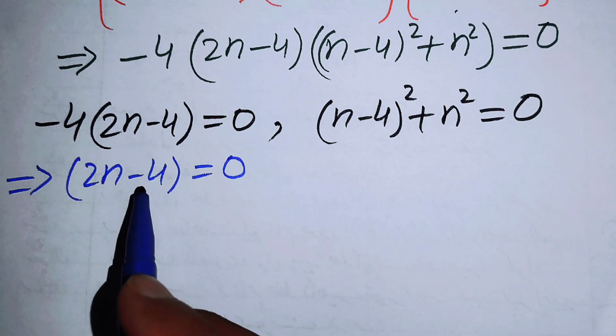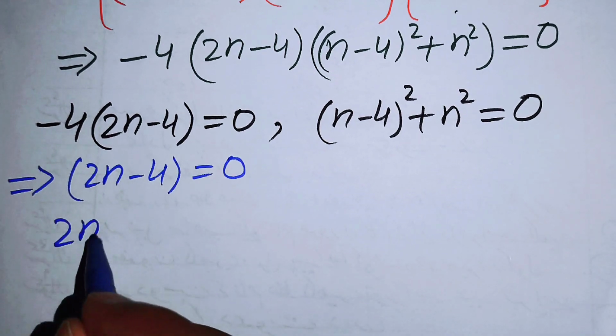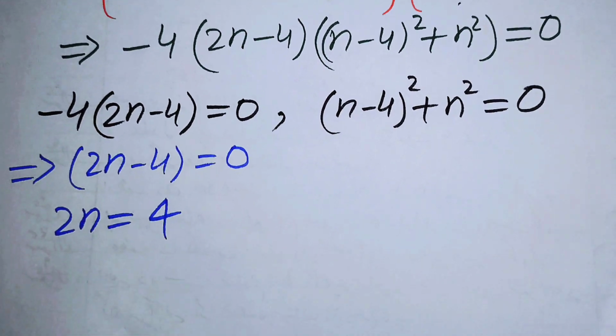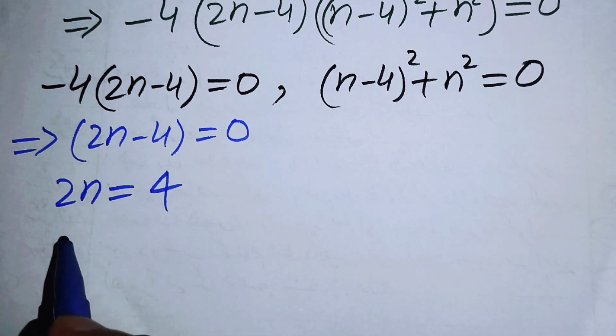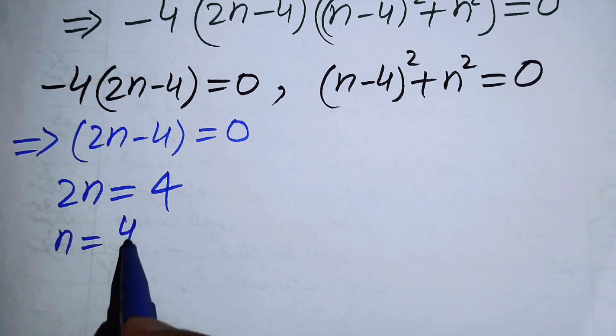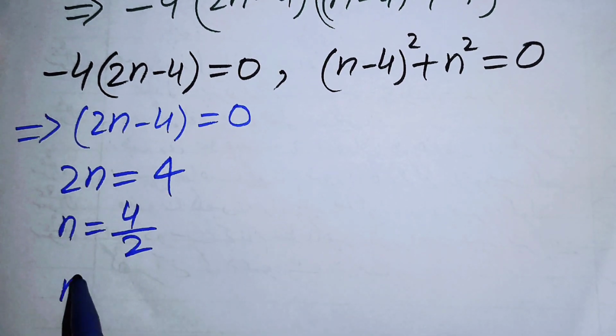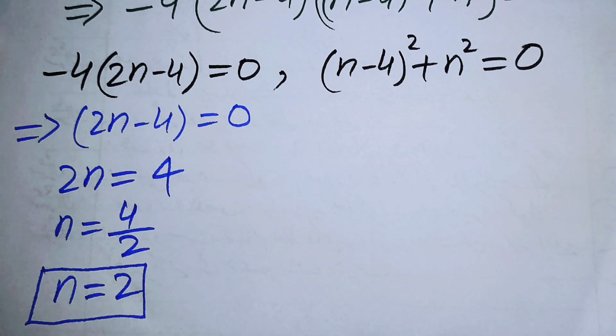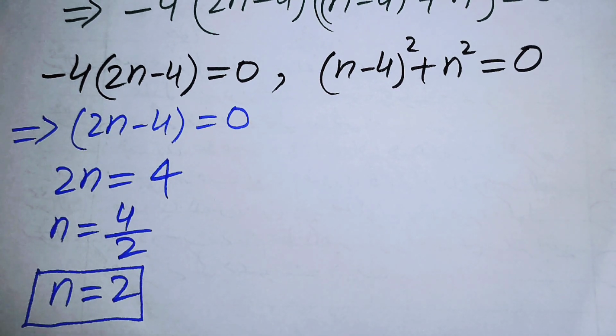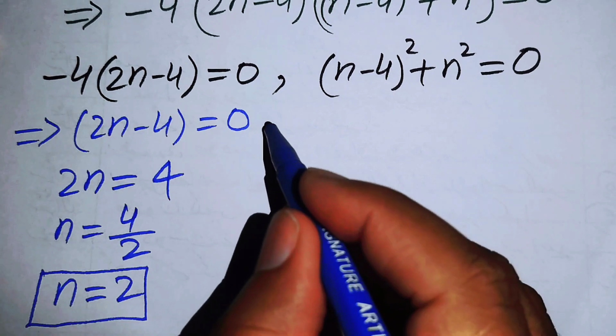And now we move this minus 4 to the right hand side and you get 2n is equal to plus 4, and this 2 is multiplied by n. When we move it to the right hand side you get n is equal to 4 over 2, and finally we get the value of n is equal to 2. So this is the first factor of the given equation.